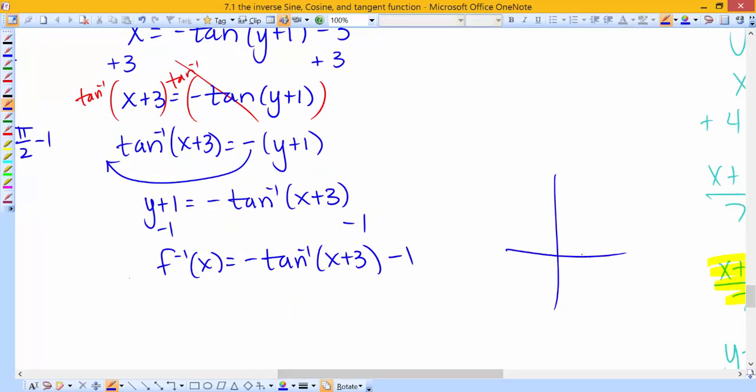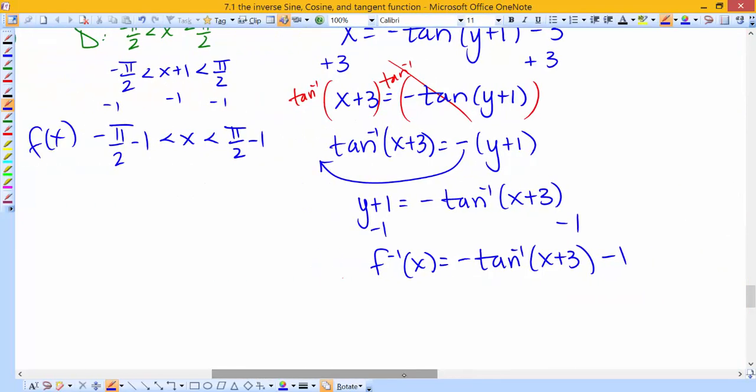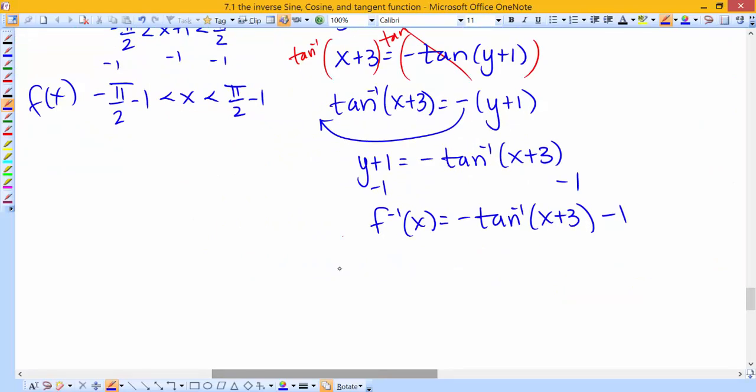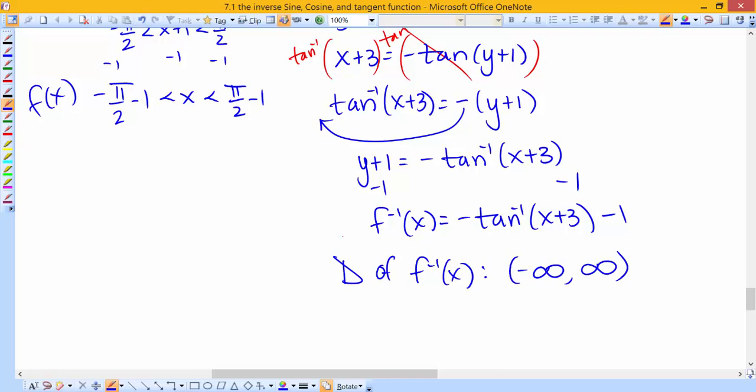And then the domain of tangent inverse, because the graph of tangent inverse looks like this. It goes this way. Negative infinity to infinity. So domain here, negative infinity to infinity.